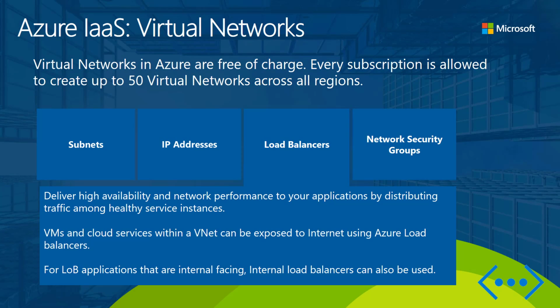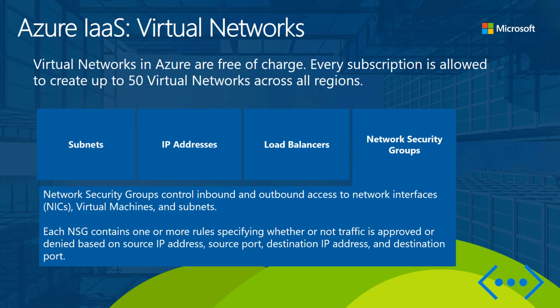The Azure Load Balancer delivers high availability and network performance to your applications by distributing traffic among healthy service instances. Virtual machines and cloud services within a VNet can be exposed to the internet by using the Azure Load Balancer. For line of business applications that are internal facing, internal load balancers can also be used. Finally, network security groups control inbound and outbound access to network interface cards, virtual machines, and subnets. Now, each network security group contains one or more rules specifying whether or not traffic is approved or denied based on source IP address, source port, or its destination equivalent.